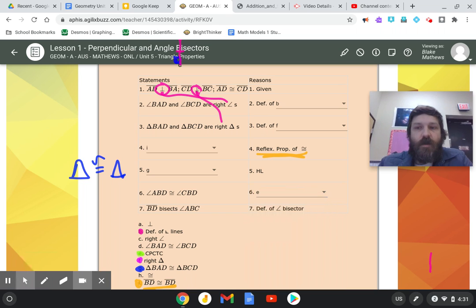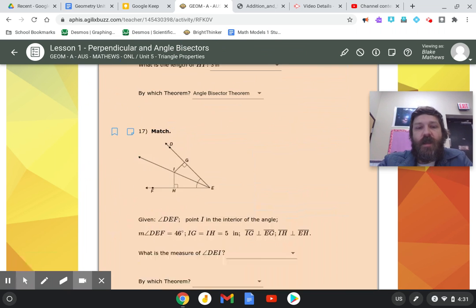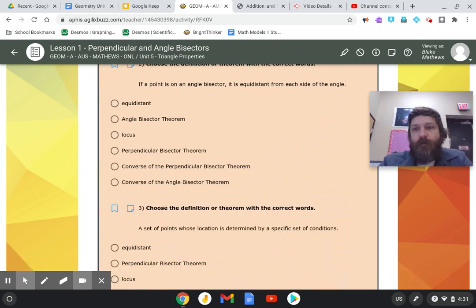So I know there's a lot of information, or at least a lot of listening. So make sure you get those proofs right. Everything else in this lesson you can do on your own.